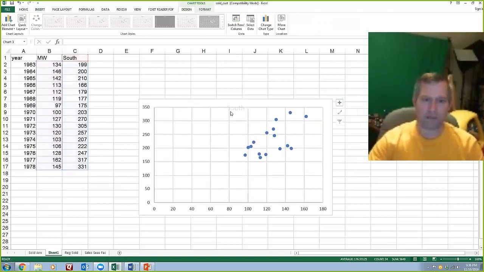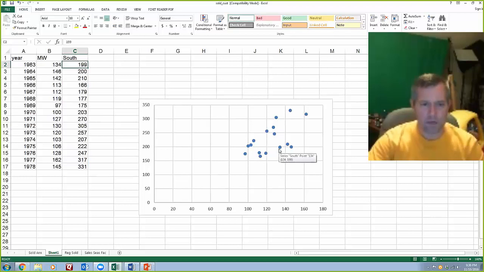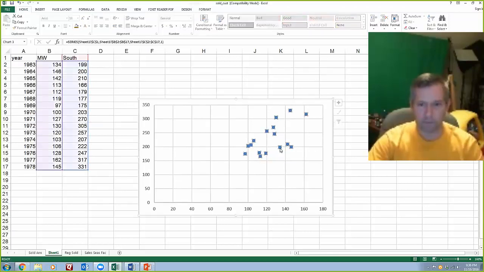And this isn't actually the South now. But when the Midwest had this value of 134, the South's value was 199. And so where would that point be about? It's probably right here. So this little dot here represents the 1963 year. It's kind of right in the middle of the Midwest values, because the Midwest sales went from 97 up to 162. So this value of 134 is kind of right in the middle of there.